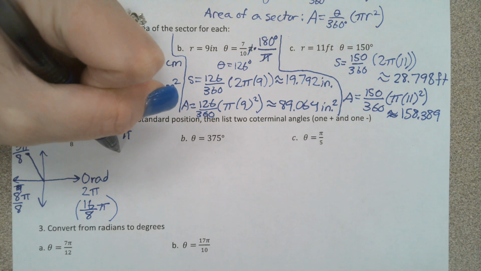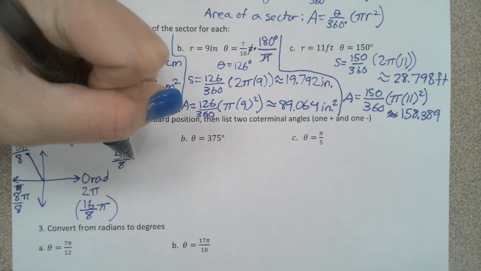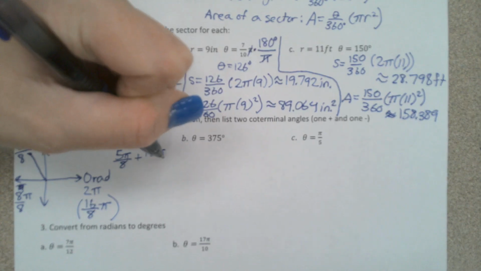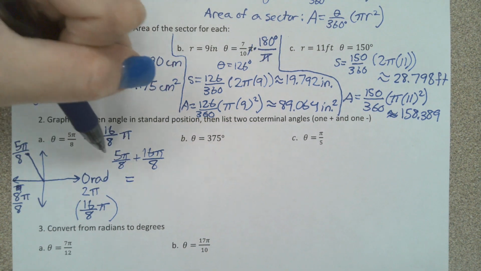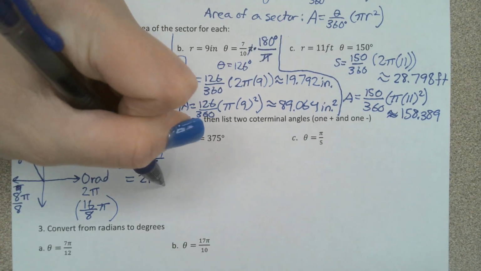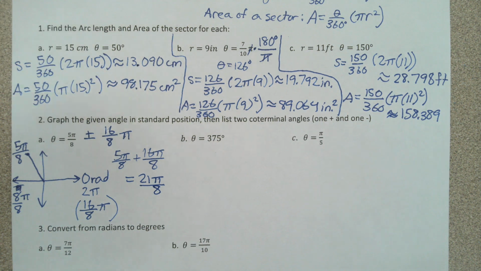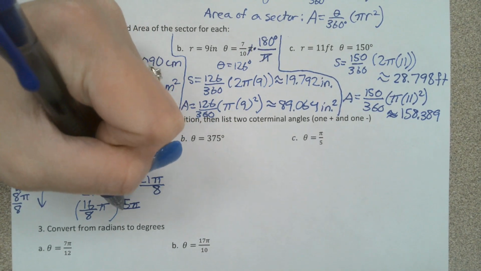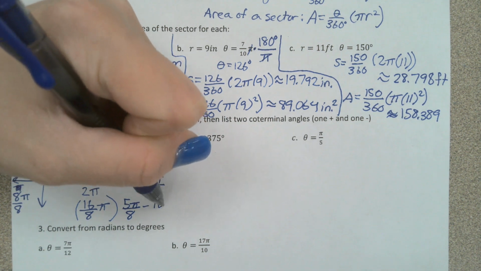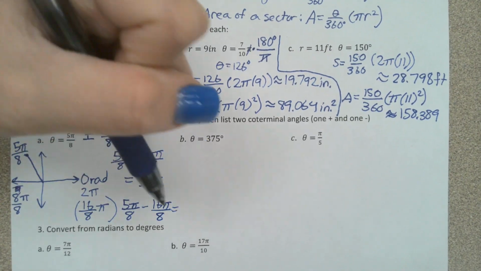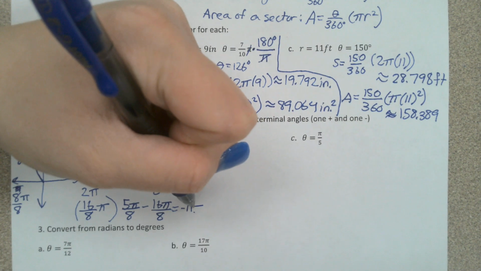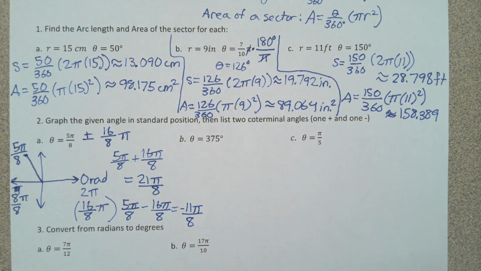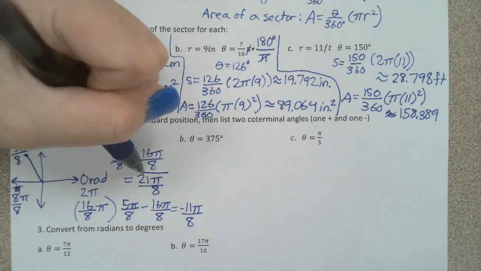So 5 pi over 8 plus 16 pi over 8 is going to equal 21 pi over 8. And then if I do 5 pi over 8 minus 16 pi over 8, that's going to give me negative 11 pi over 8. So those are my two coterminal angles.